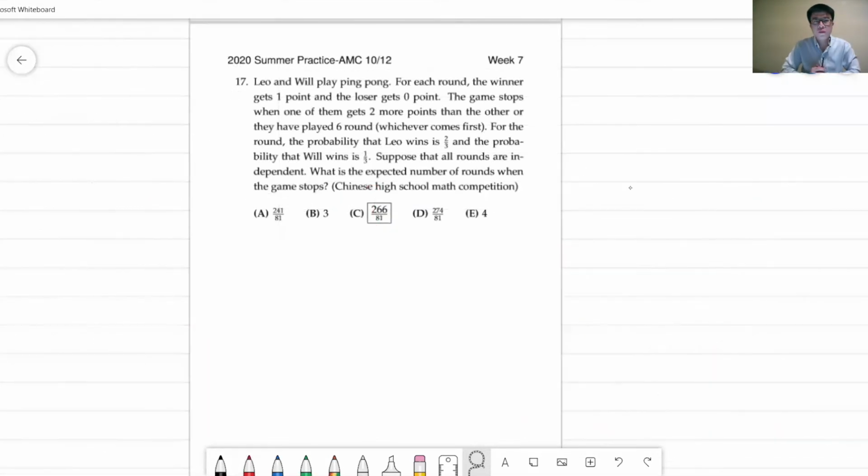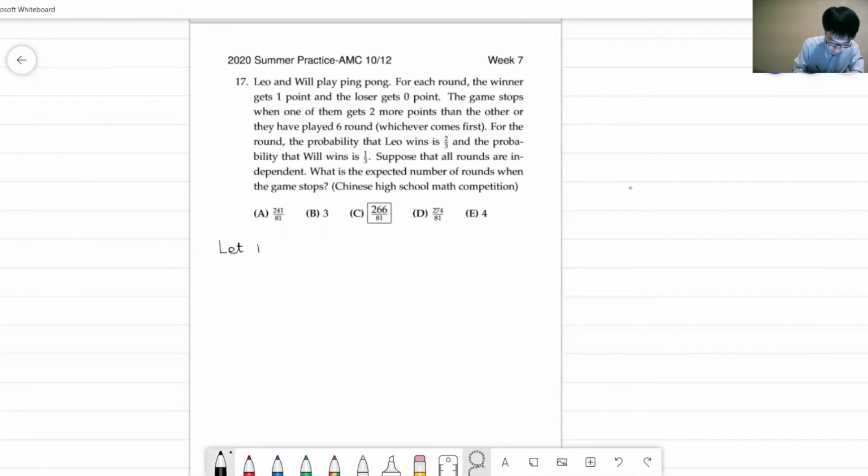All right, problem 17. So 2 people play ping pong. For each round, the winner gets 1 point, and the loser gets 0 points. If one person gets 2 more points than the other, this person with more points will win, and the game will stop. Or if the total number of rounds played is 6, the game stops. So we need to find the expected number of rounds when the game stops. Okay.